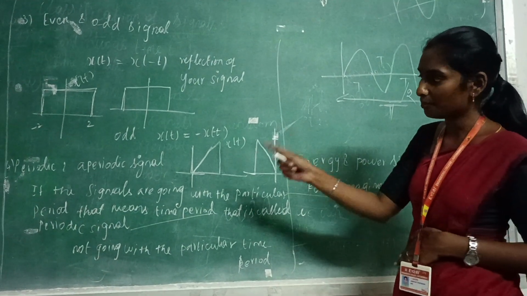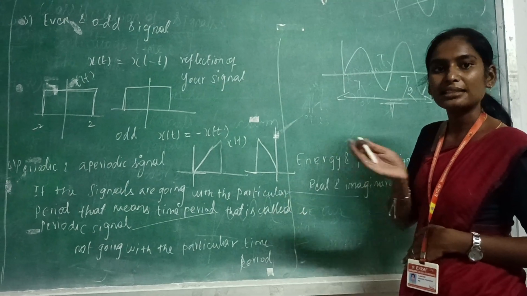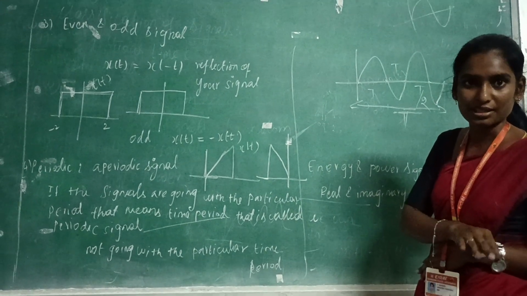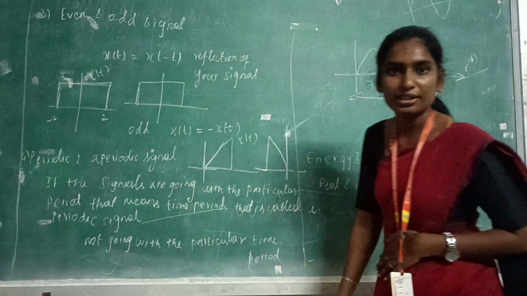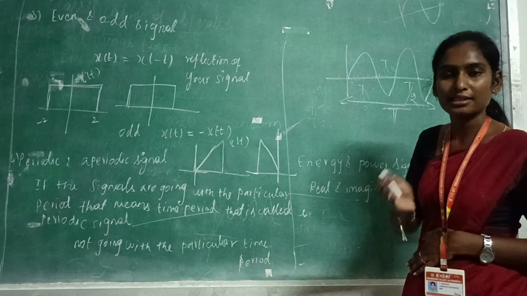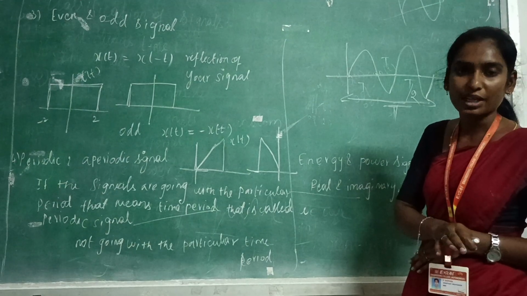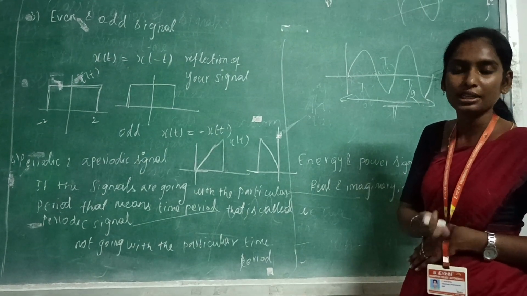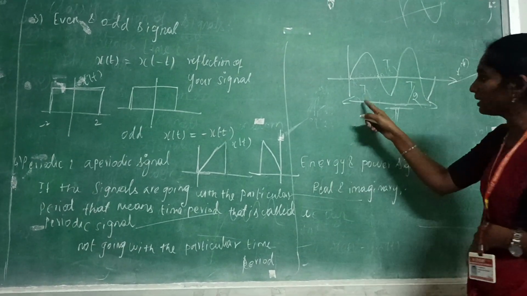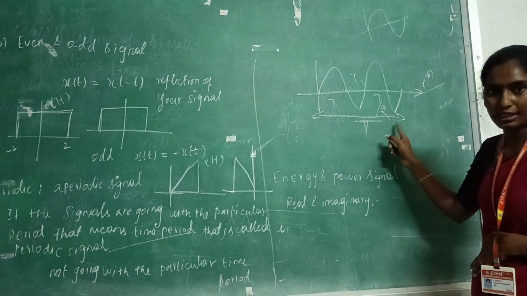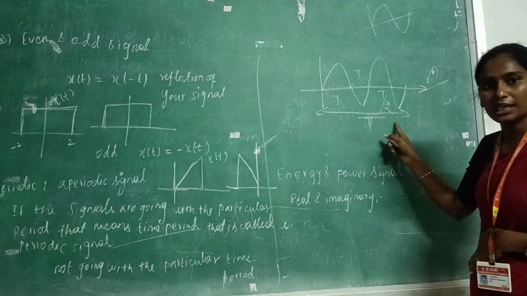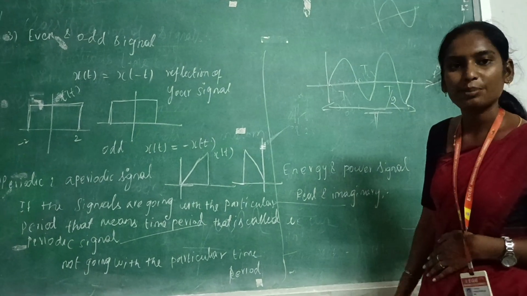Understand? So what are periodic and aperiodic signals? If the signal goes with the same time period, that is called a periodic signal. An aperiodic signal means the signal does not go with the same time period, so it has different types of time period. What is the example? One has a time period of T and another has a time period of T by 2. So it has different types of time period, and that is called an aperiodic signal.